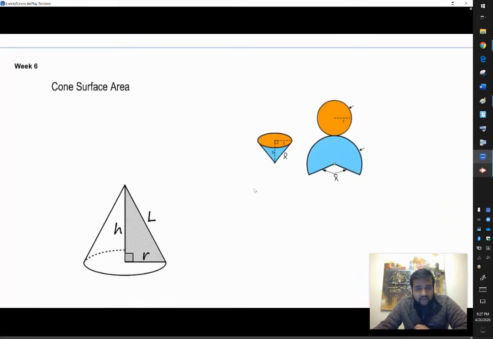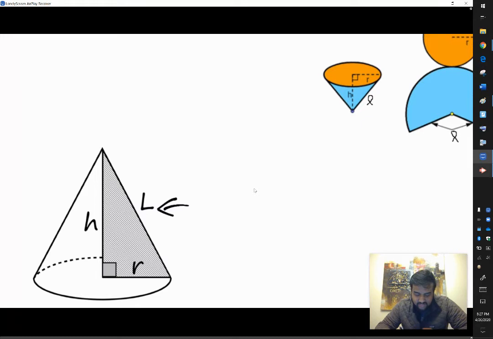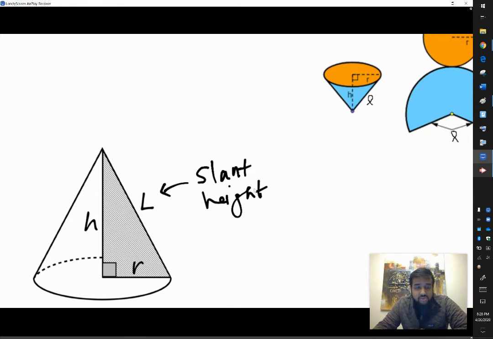Cones have this other length, which we call a slant height. So this guy here called L in the diagram is called the slant height. I don't know why we don't usually call it S. I guess S is easily mistaken for 5. So we call this L, usually, the slant height, which you can see is longer than the actual height.